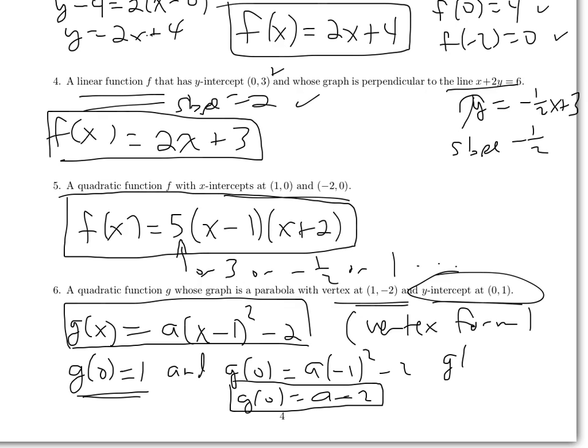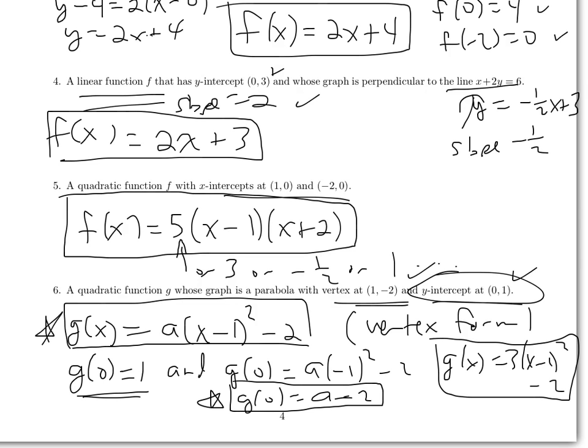So my answer is that g of x is 3 times x minus 1 squared minus 2. If you check, that will have the right y-intercept, and because of its form, it has the correct vertex. But again, the way I'm finding that out is by starting off with a generic form and then plugging 0 in to get one fact about g of 0, and taking the given information to give me a second fact about g of 0. And the fact that those are both things about g of 0 means those have to be equal. So I know that 1 has to be the same thing as a minus 2, and from there I can figure out what a is.